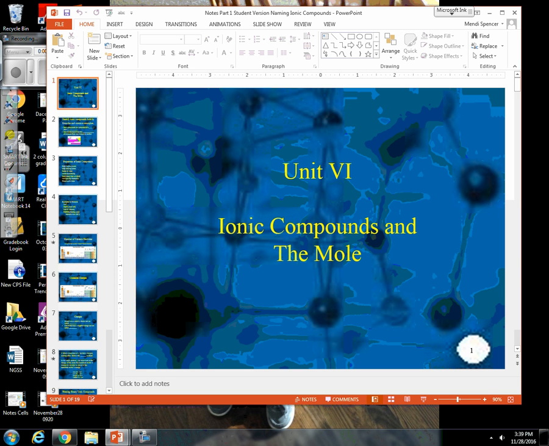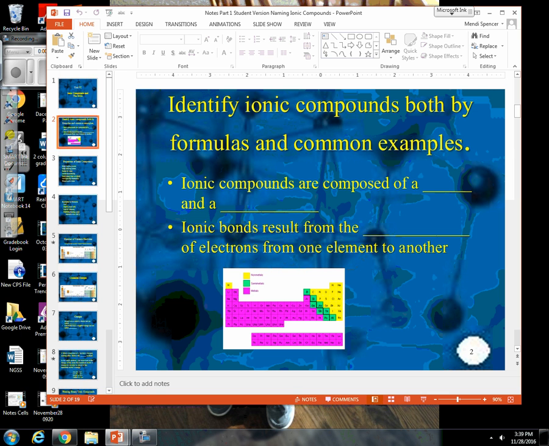All right, in this next unit, we are going to be looking at ionic compounds and the mole. This note packet is going to focus more on your ionic compounds, and we'll get to the mole later in a couple of class periods. Now, when we are looking at ionic compounds, you have to be able to identify them, both their formula and other common examples, such as their names.